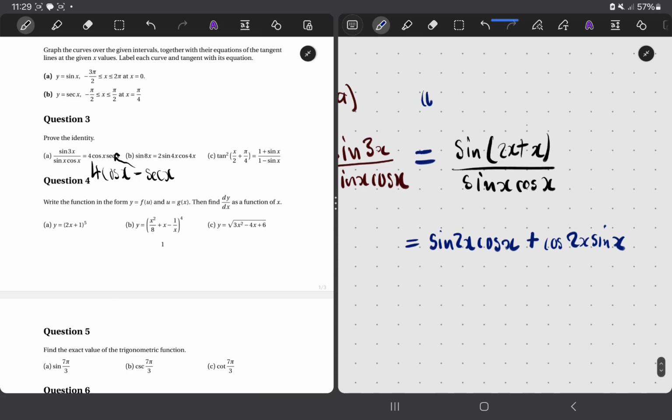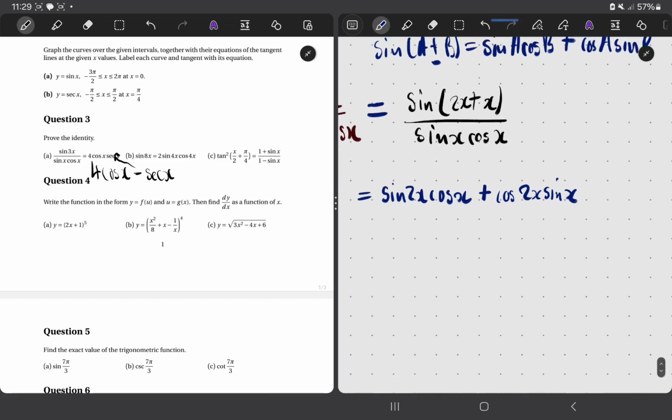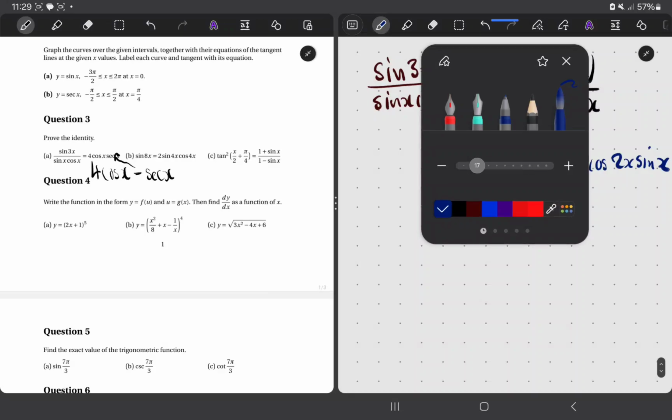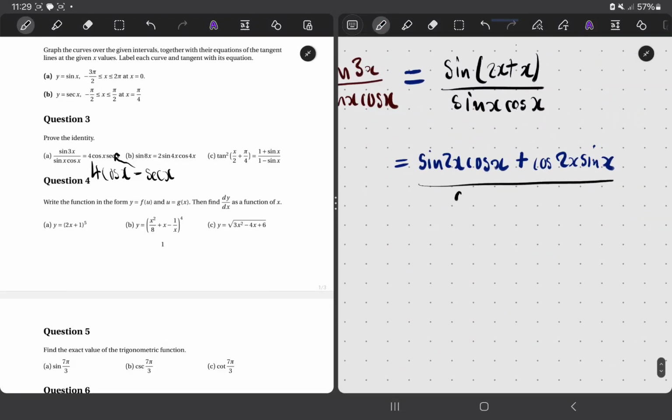You remember we did it when we were doing sine of a plus b. We said sine a cos b plus, because there's a plus here, then cos a sine b. That is what we have just done. Okay, either way, now let's continue. This now becomes, we can put it all over sine x cos x.